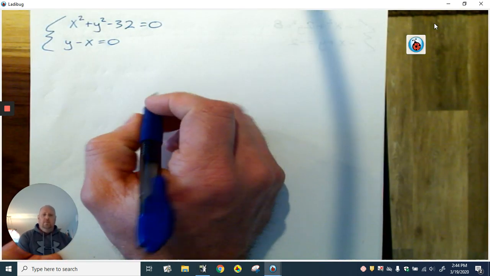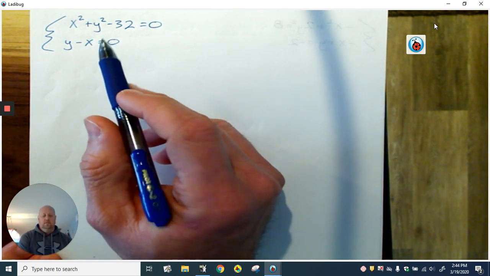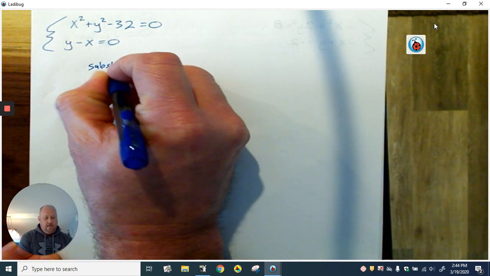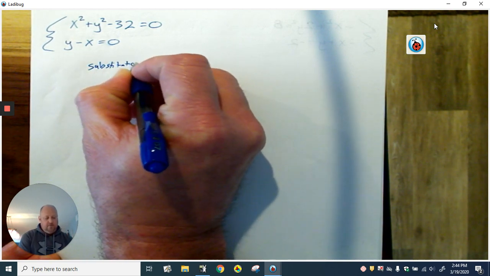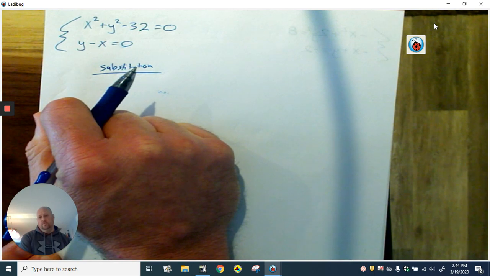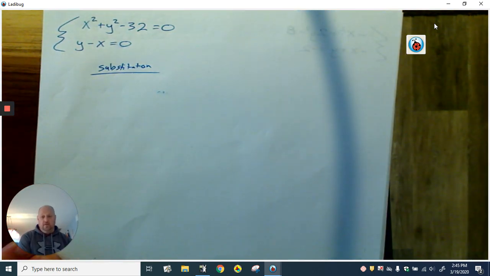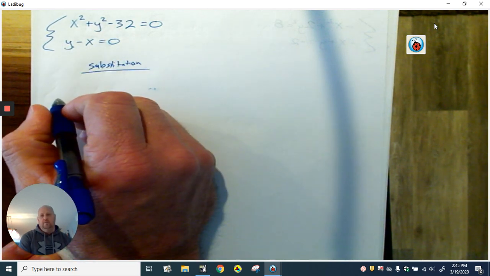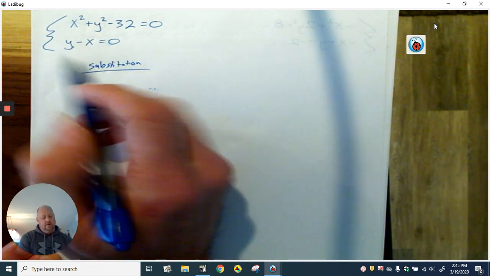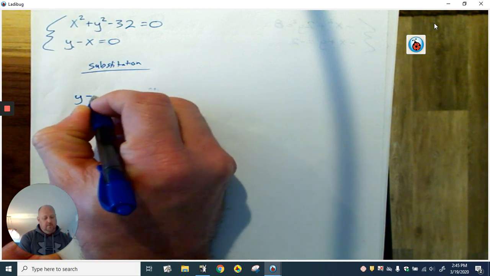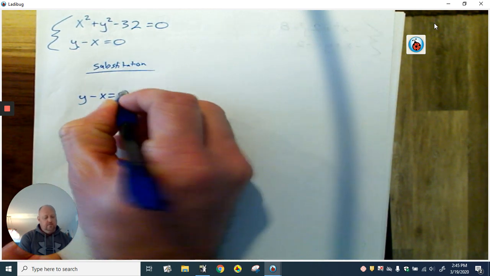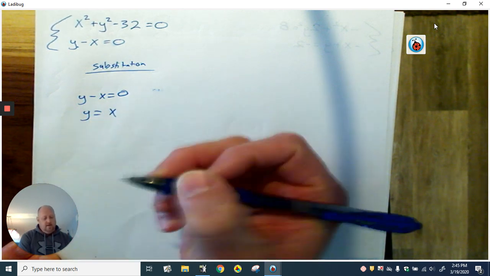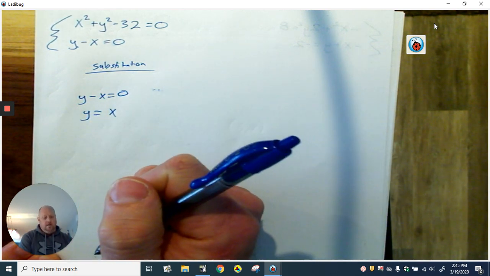Now, the way I would do this one would actually be the substitution method. It's the same substitution method that we used when we did solving linear equations back in Algebra 1. So step one, we have to get one of the two equations. I highly recommend that second equation, the minus y or y minus x equals 0. And we just solve that for y or x. It does not really matter. In this case, we know y is equal to x.